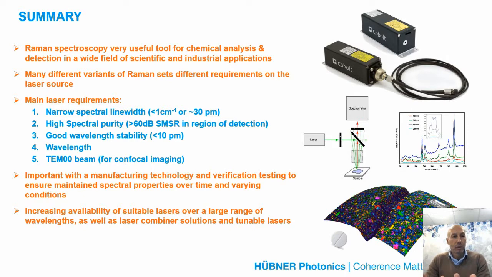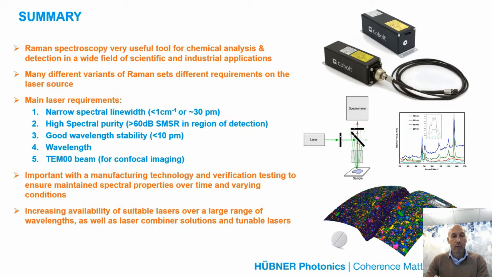Here's a quick summary of what we are talking about. We have concluded that Raman spectroscopy is a very useful tool for chemical analysis and detection across a wide field of scientific and industrial applications. There are many different variants of Raman spectroscopy that set different requirements on the laser source. The main laser requirements are narrow spectral line width, high spectral purity, a good wavelength stability, and picking the right wavelength. And for confocal imaging, it's important to have a good TEM00 beam.